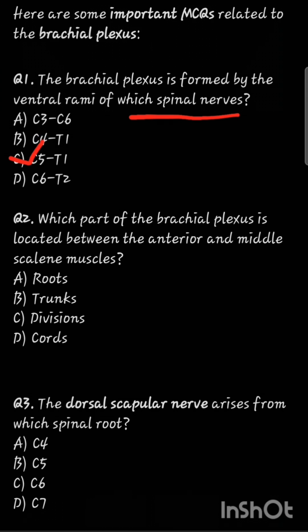Coming to the second question, which part of the brachial plexus is located between the anterior and middle scalene muscles? Normally the roots arise from the spinal ventral rami, whereas the trunks are the ones located between the anterior and middle scalene muscles. Then the third question: the dorsal scapular nerve arises from which spinal root? The dorsal scapular nerve is a branch from the root of the brachial plexus which arises from C5.